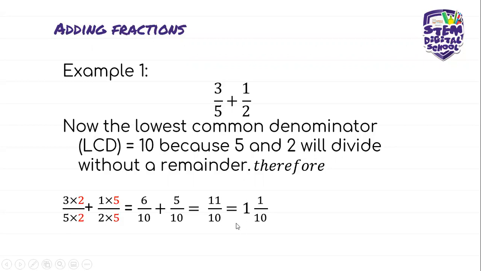So you write 1 and check, is there any remainder? Yes, there is a remainder. It goes into 10, but because we have 11 there, it means that the remainder is 1. So then you write 1 and then over 10. So the final answer will be 1, that's the whole number, and then the fraction 1 over 10. That will be the mixed number.